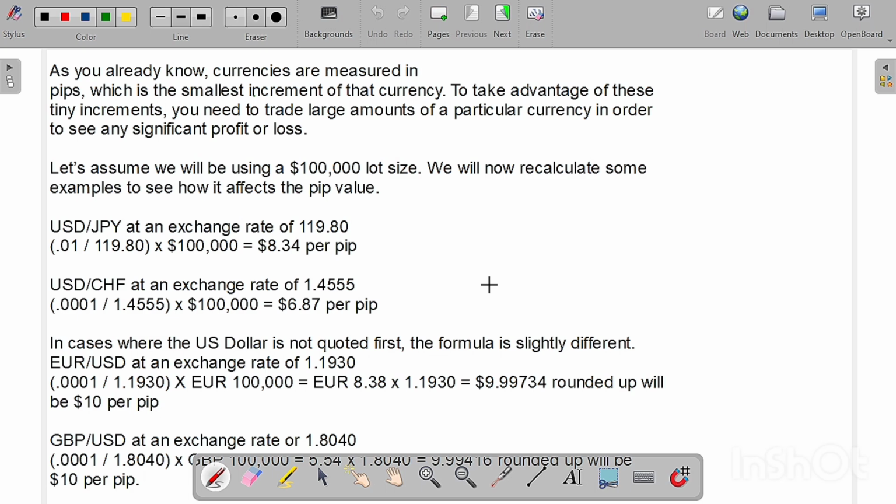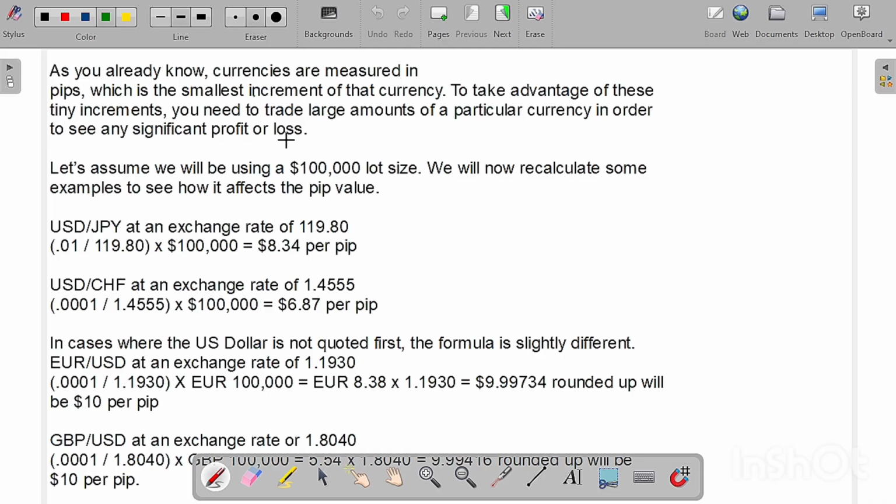And let's go on. As you already know, currencies are measured in pips, which is the smallest increment of that currency. To take advantage of any increment, you need to trade a large amount of a particular currency in order to see significant profit or loss. So as you can remember, even in the spot market, we said that when we are trading forex, you need a lot of money to see any significant profit if you want to treat forex as a business. The same applies even in the CFD market, you need a lot of money.